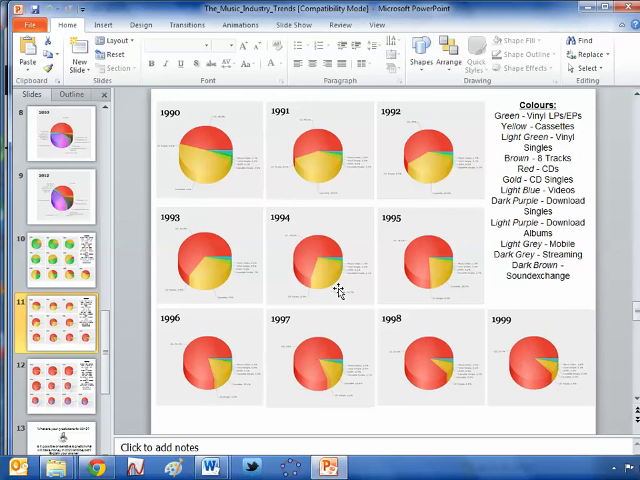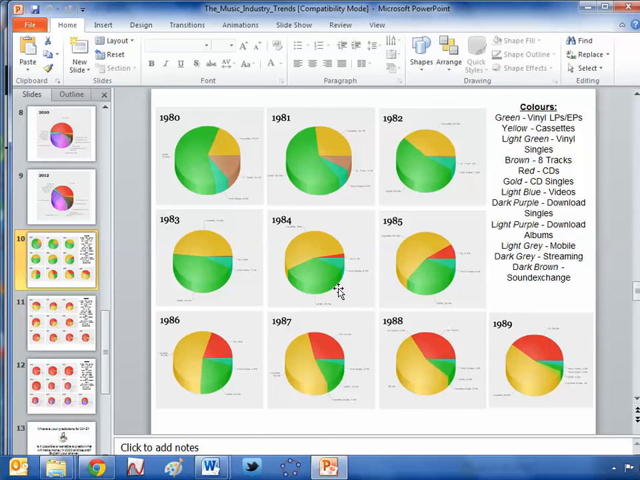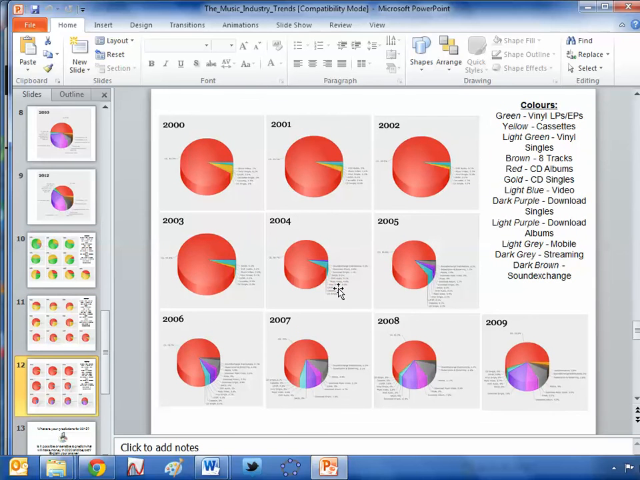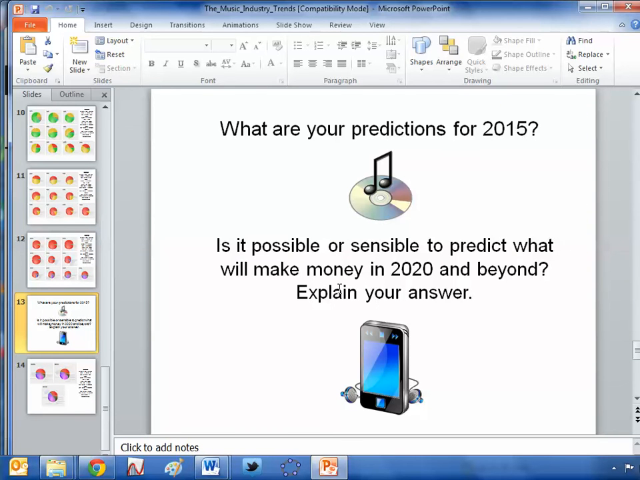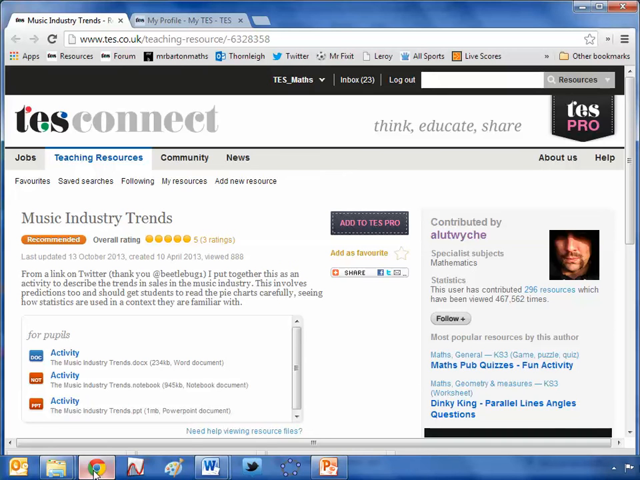Then, very kindly, a year-by-year pie chart is presented, and you can ask questions like which year sees the biggest change, and can you offer an explanation for this, and so on. And then, as I say, getting the kids to predict where they think it's going to go in the next few years. So it made for a lovely little 20-25 minute segment of a lesson, and the kids really bought into it. And then when we went on to learn how to construct pie charts, they had a real interest in doing it because they'd seen pie charts in action and seen the kind of use they could have. So there it is, music industry trends, an absolutely wonderful resource.